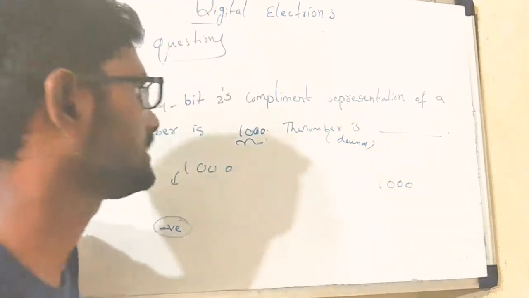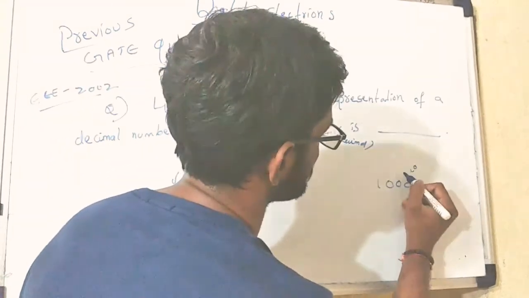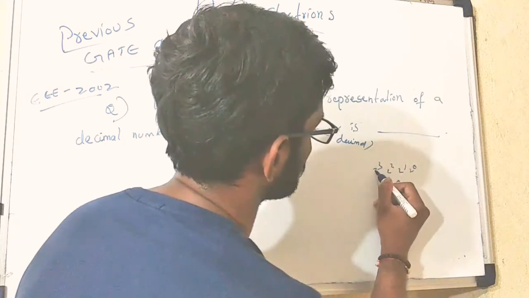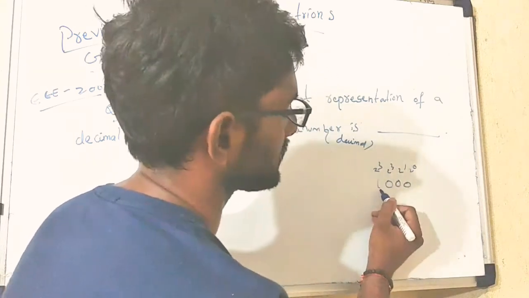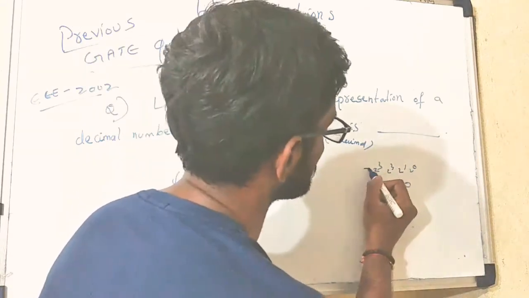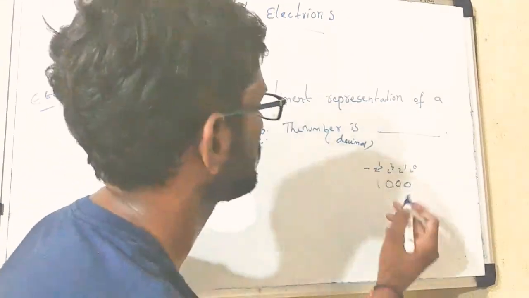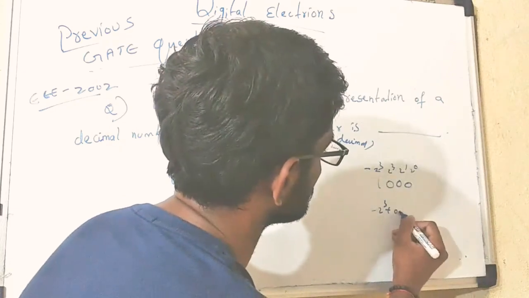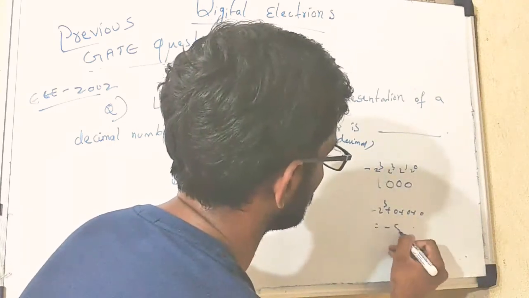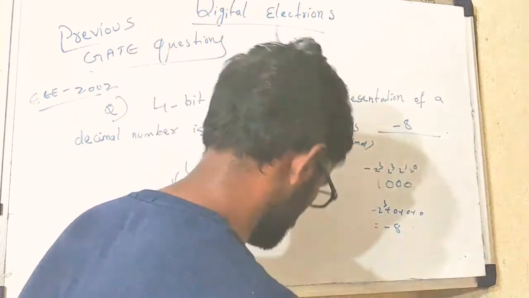For 1000, he has asked the decimal value. Here we have 2 power 0, 2 power 1, 2 square, 2 cube. We have seen that here the MSB bit is a negative weight, so this will be minus 2 cube. The value will be minus 2 cube plus 0 plus 0 plus 0, which is equal to minus 8. So the value is minus 8.